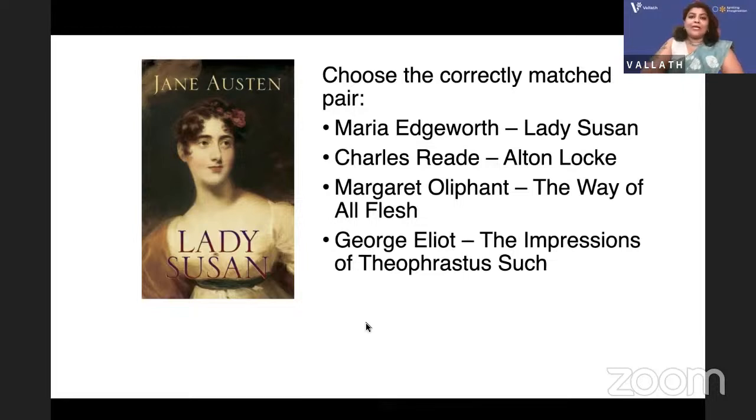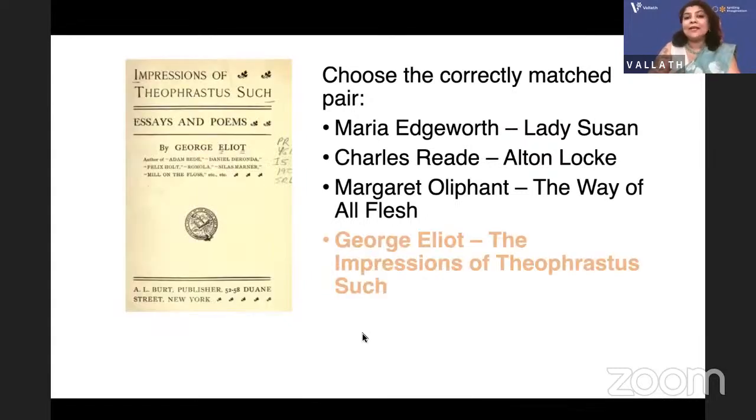Alton Locke, Tailor and Poet, is by Charles Kingsley, not Charles Reade. The Way of All Flesh is by Samuel Butler. I think the answer is George Eliot, Impressions of Theophrastus Such. It is a prose work by George Eliot, with essays and poems both. Great. One of the last works of George Eliot. Do you know the last novel by George Eliot? It's Daniel Deronda. Correct. Yesterday we talked about Gwendolen, a character in Daniel Deronda.